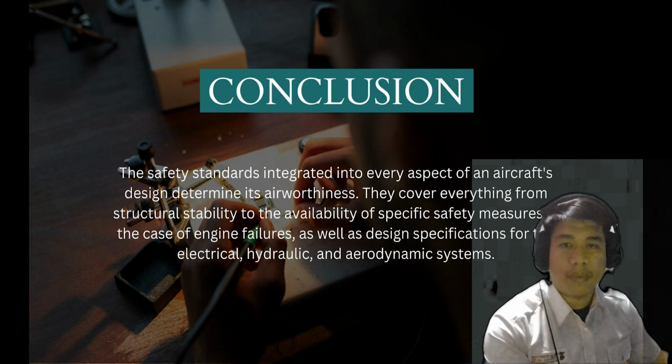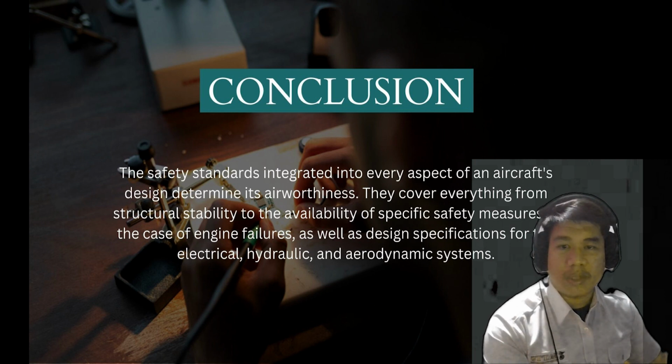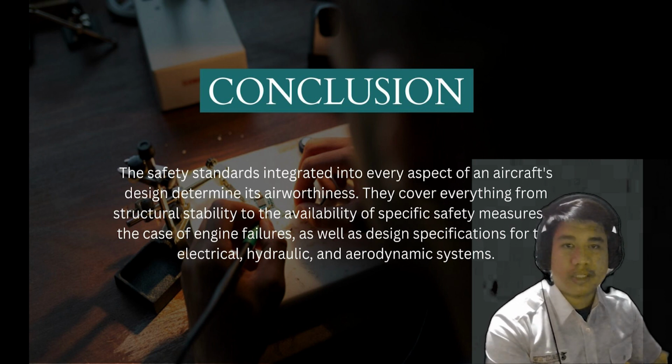create official requirement guides. The manuals provide operating specifications, minimal safety specifications, suggested procedures, and design data. The safety standards are integrated into every aspect of an aircraft's design to determine its airworthiness. They cover everything from structural stability to the availability of specific safety measures in the case of engine failures, as well as design specifications for the electrical, hydraulic, and aerodynamic systems.